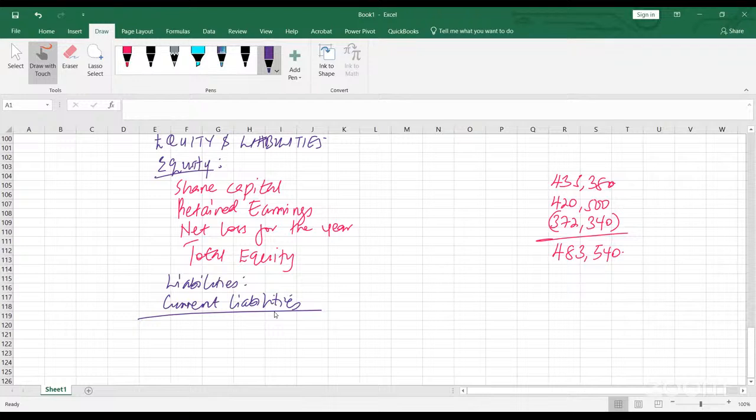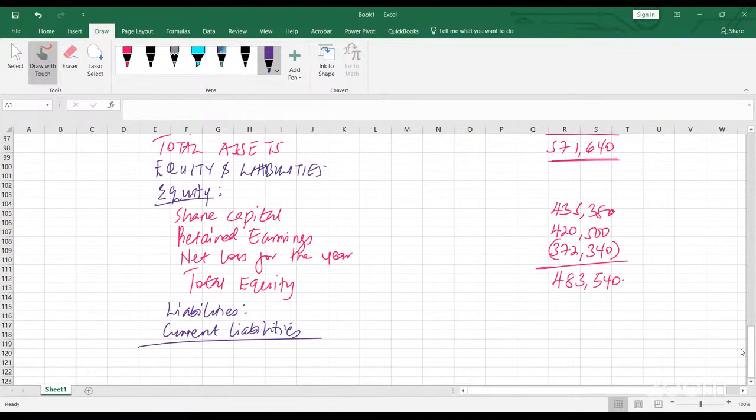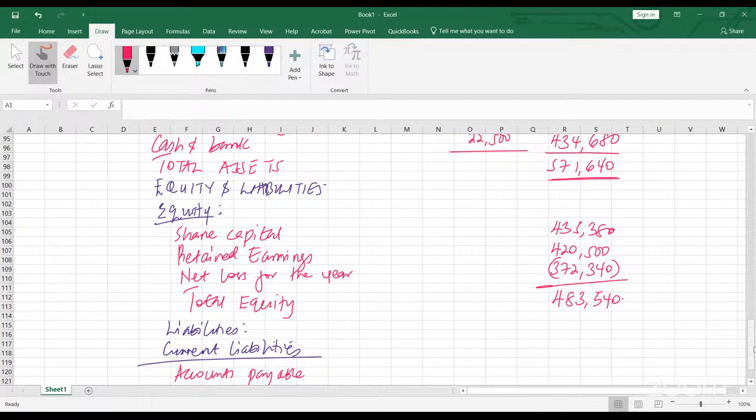Current liabilities. What do we have under the current liabilities now, based on the information we have? Christine, Joy, what are the current liabilities as per the information given? We have trade payables, the accounts payable. How much is the accounts payable figure? Accounts payable is 85,900.